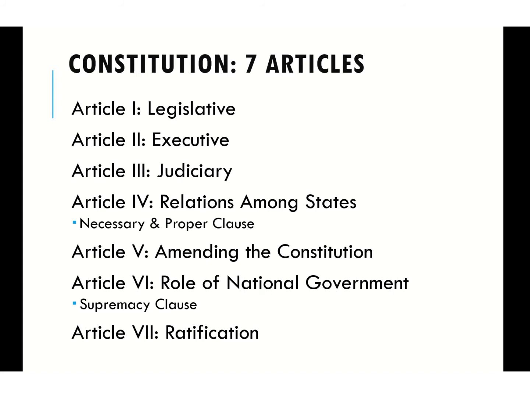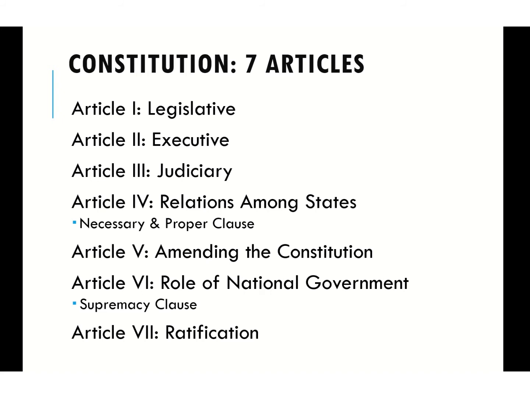Article 4 is the relations among the states. How are the states going to play together? They're going to play nice. Article 5 is all about how you're going to amend the Constitution. If you remember from an earlier lesson, trying to amend the Articles of Confederation was almost impossible. You needed all 13 states to agree, and that never happened.